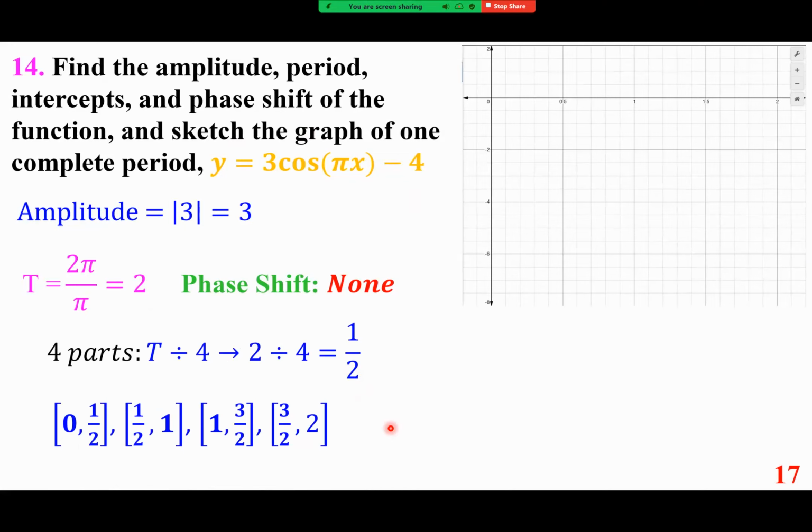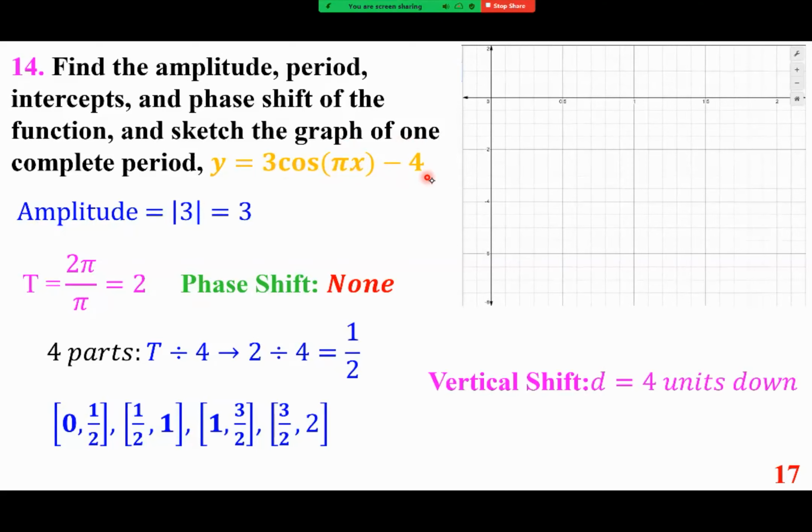And so we plug in 0. If we plug in a 0 here, as you know, cosine of 0 is 1. So we get 3 minus 4, which gives you -1. If we plug in 1/2, cosine of pi over 2 is 0. So the answer is -4.